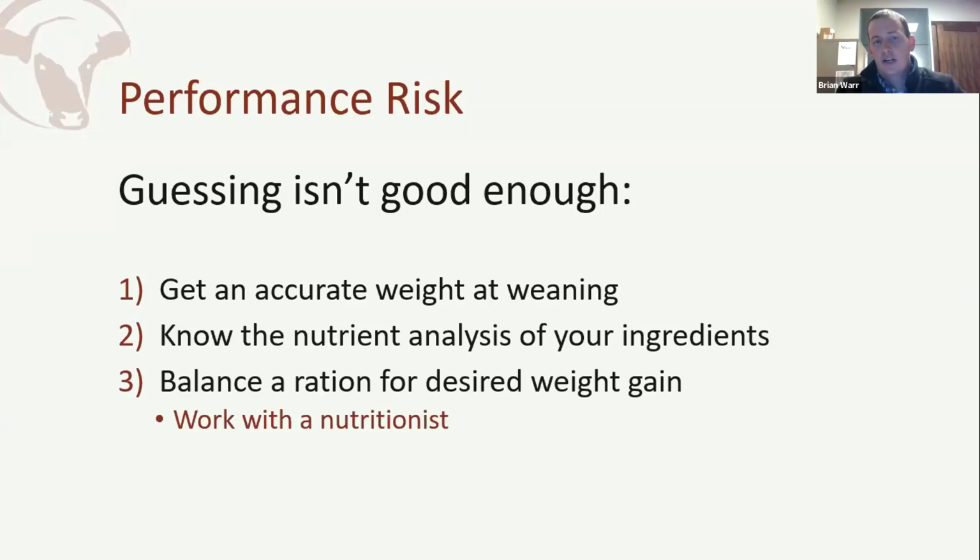Balance or ration for the desired weight gain using the nutrients from your ingredients, and work with a nutritionist to do this, and then get an accurate final weight so you know how you perform.